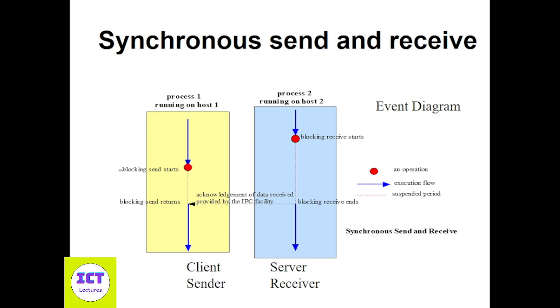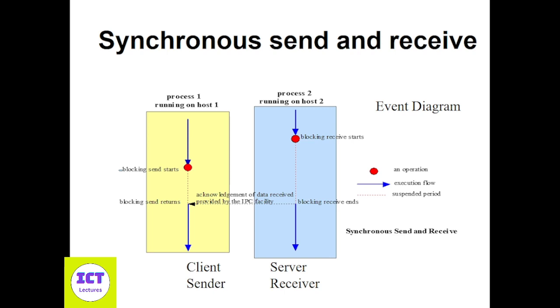Now we have two processes here, process 1 running on host 1 and process 2 running on host 2. When process 1 is sending a message, you can see it executes the blocking procedure. Blocking is seen by the continuous line. Then it blocks until process 2 communicates or offers an acknowledgement, which is when it resumes.